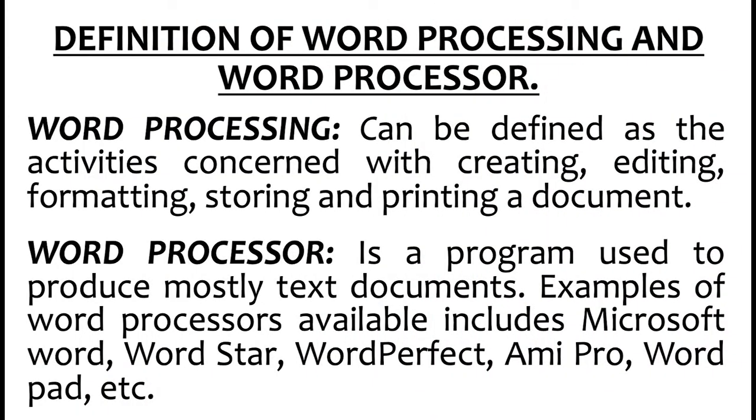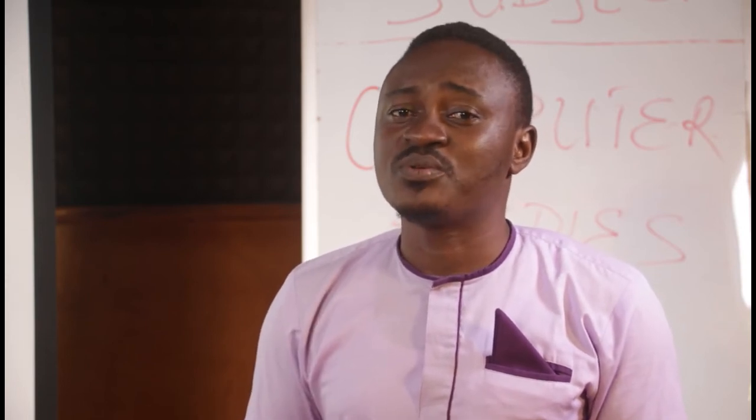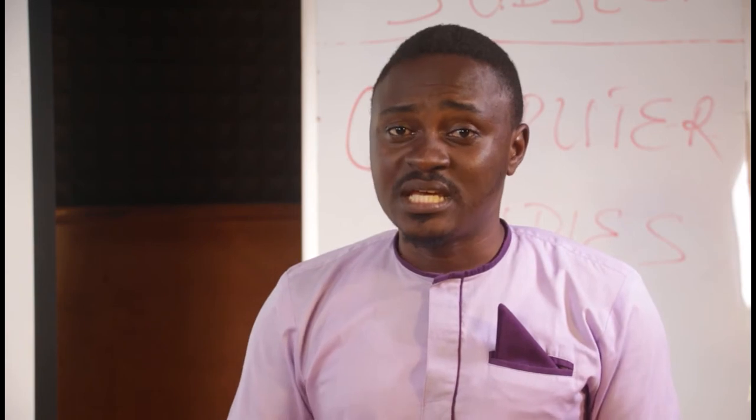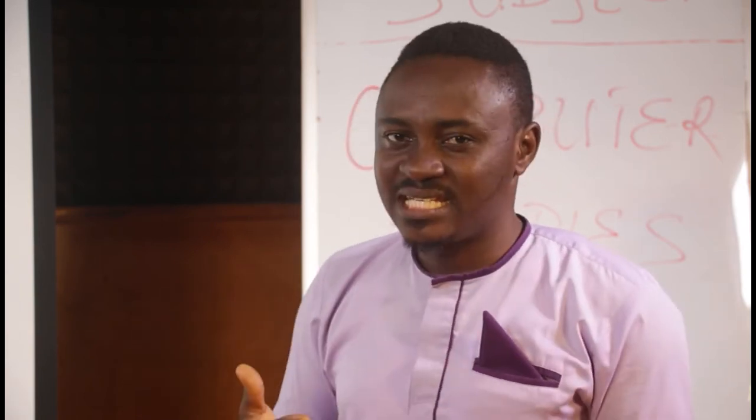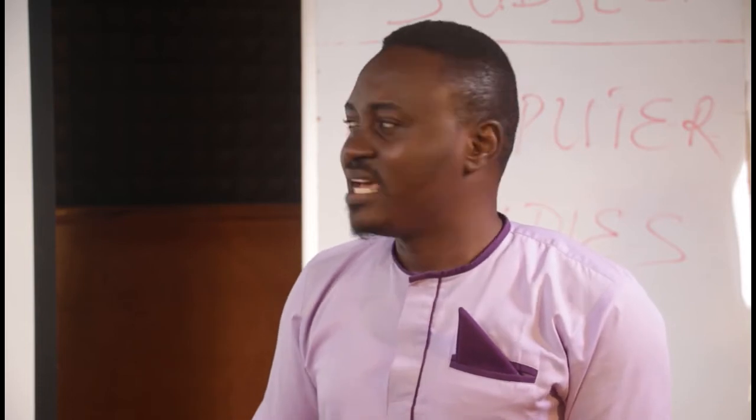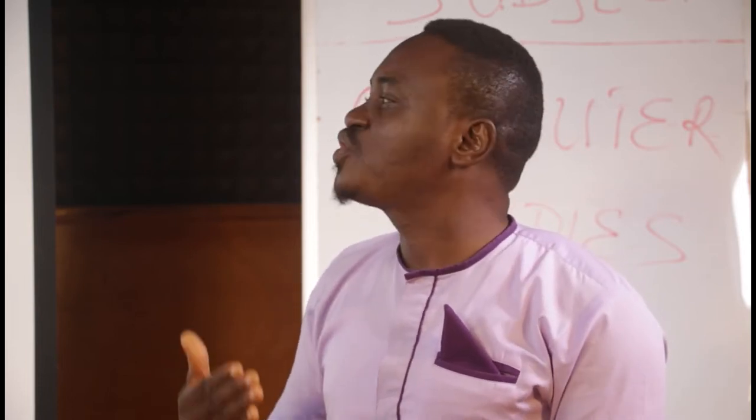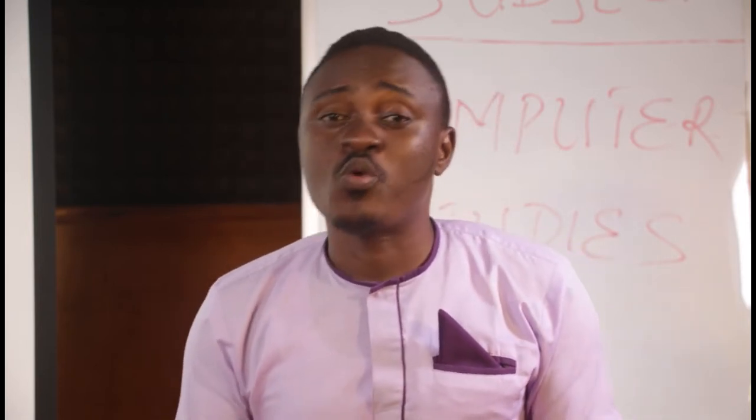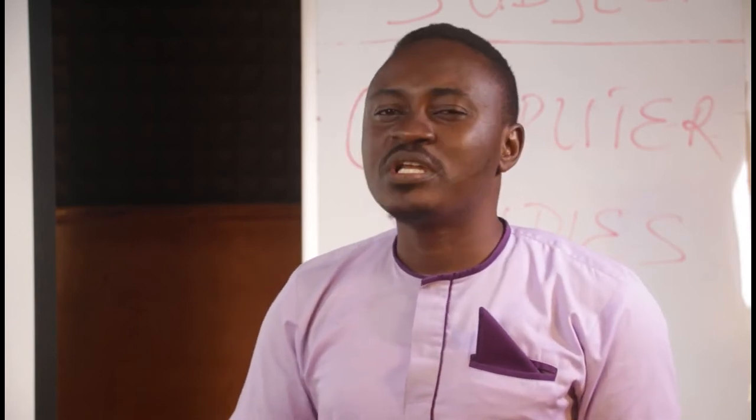So we'll start by defining word processing. Word processing can be defined as the activities concerned with creating, editing, formatting, storing, and printing a document. That is word processing. It's a process where information, data are taken into the computer, and after those data are brought in, they are being created, edited, formatted, stored and eventually printed, and you are able to have them on hard copies. That is what we refer to as word processing.